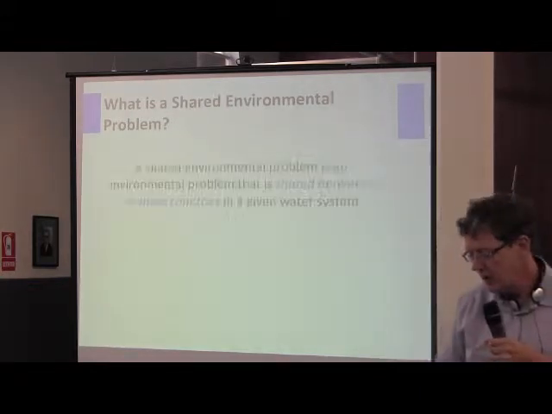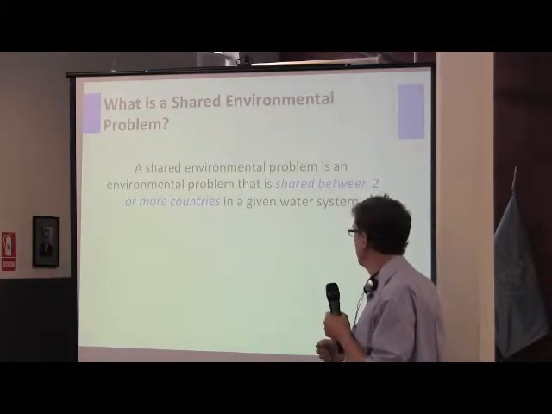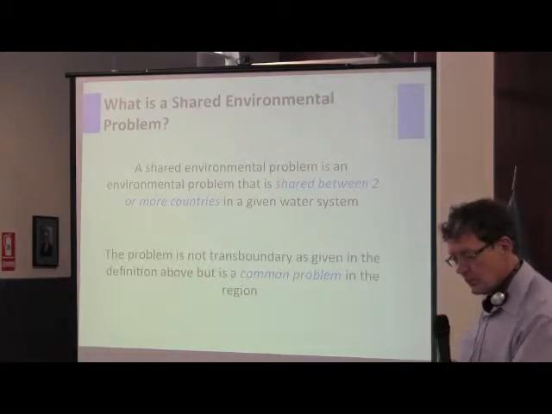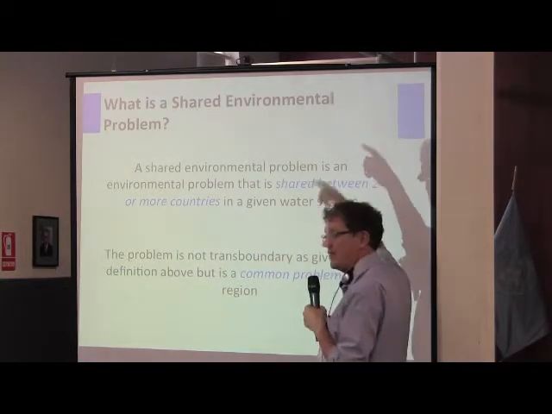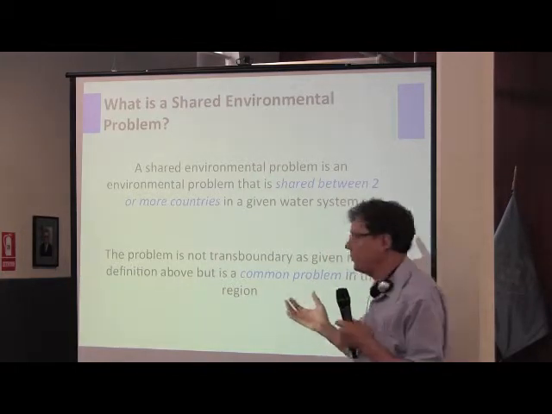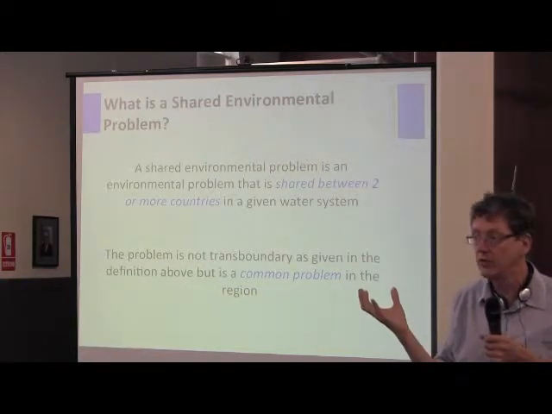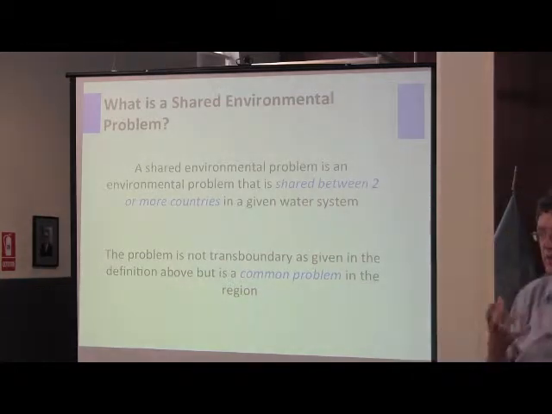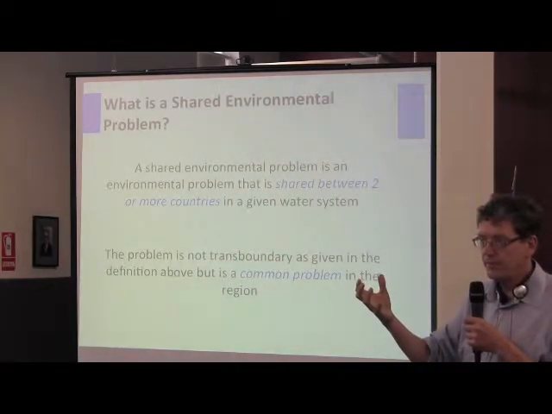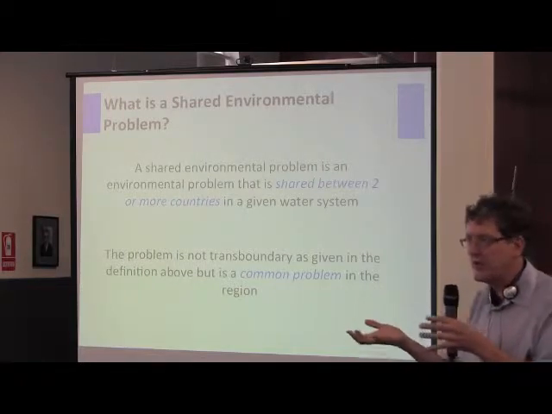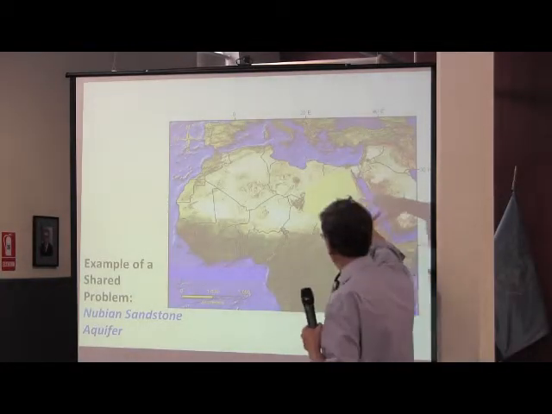Something else I want to introduce is the idea of shared environmental problems, because not all problems are going to be transboundary. A shared environmental problem is an environmental problem that is shared between two or more countries in a given water system. The problem is not transboundary, given the definition that I gave above, but it is a common problem in the region. So in the Black Sea, for example, one shared problem was coastal erosion. Coastal erosion was happening in all the countries, but you couldn't say the coastal erosion that's happening in Romania had any effect on Bulgaria. So there's no real evidence to show that it's transboundary, but it is shared amongst all of those countries.